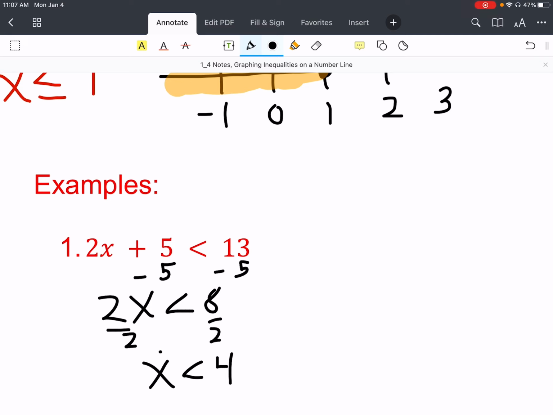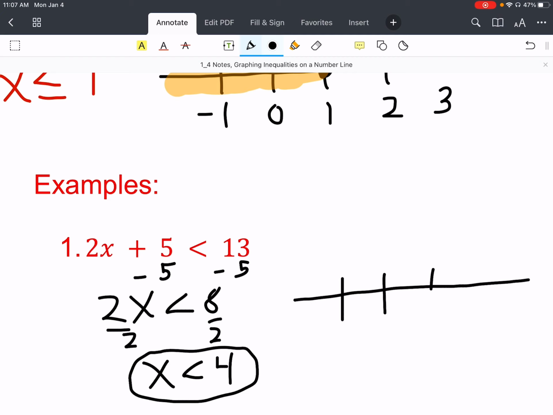So that is worth 1 point. And then on our number line, 5 numbers, 4 is in the middle. It's less than 4, so I have an empty circle, and I have highlighted towards numbers that are less than 4.